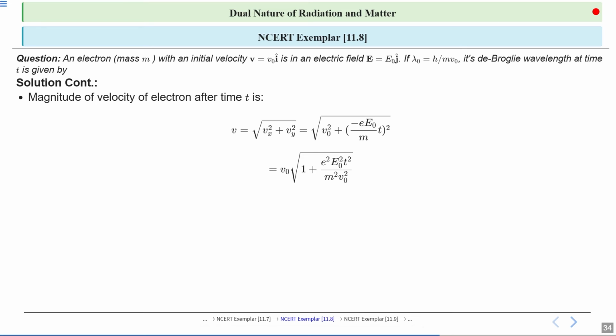Okay, so let's simplify the expression further. We factor out v naught from both the terms, and the final expression is v naught times root of 1 plus e square E naught square t square upon m square v naught square.